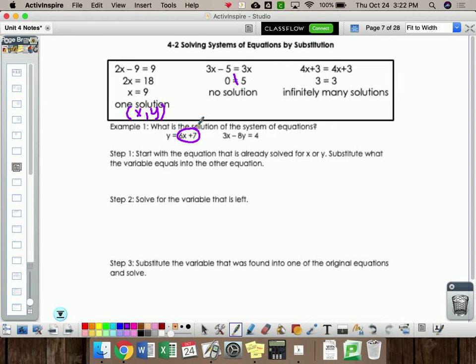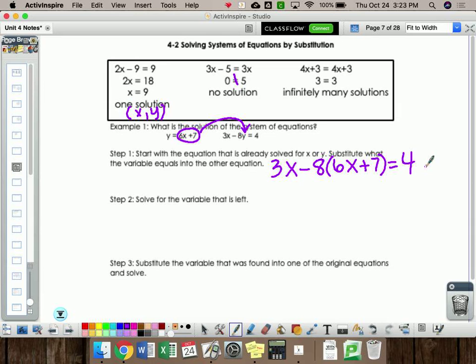So this is telling me that y equals 6x plus 7 no matter which equation we're in. So in this second equation, y could also equal 6x plus 7. So I'm going to substitute that 6x plus 7 into my second equation. Where that y was, I'm going to put 6x plus 7, and that y is completely gone. Just like if I had a substitute teacher, I would not be here. If you're substituting in for a letter, that letter will no longer be there.